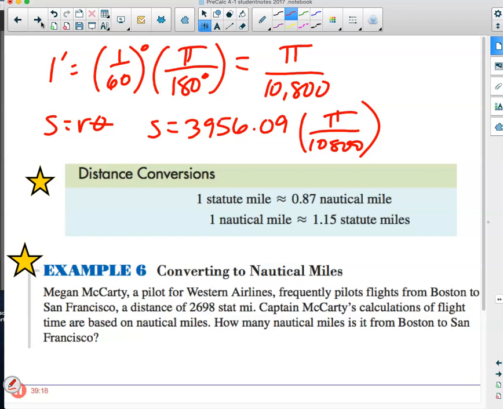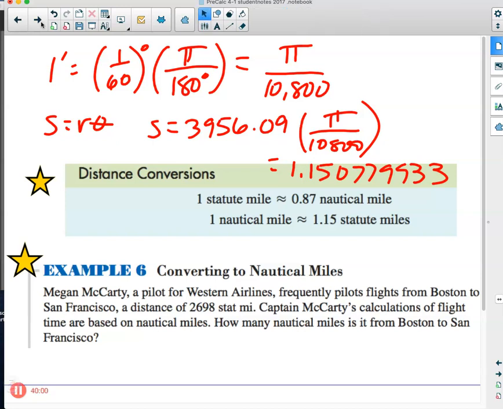3956.09 times pi and divide it by 10,800. And we get, so 1 nautical mile is equal to 1.150779933 statute miles. And they've lost a lot by moving that into the hundredths position and rounding it. Likewise, they lose something on the other conversion.